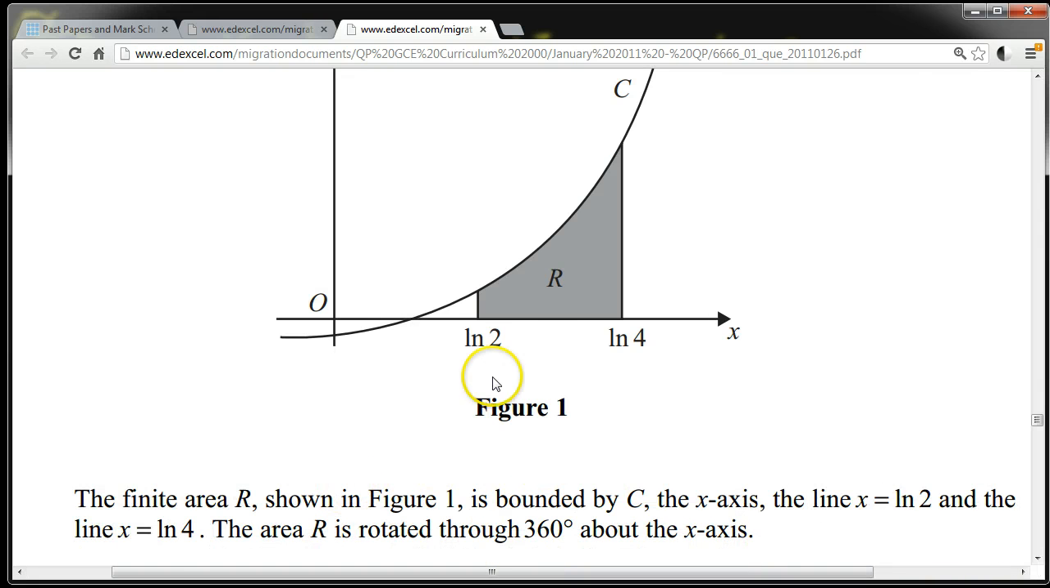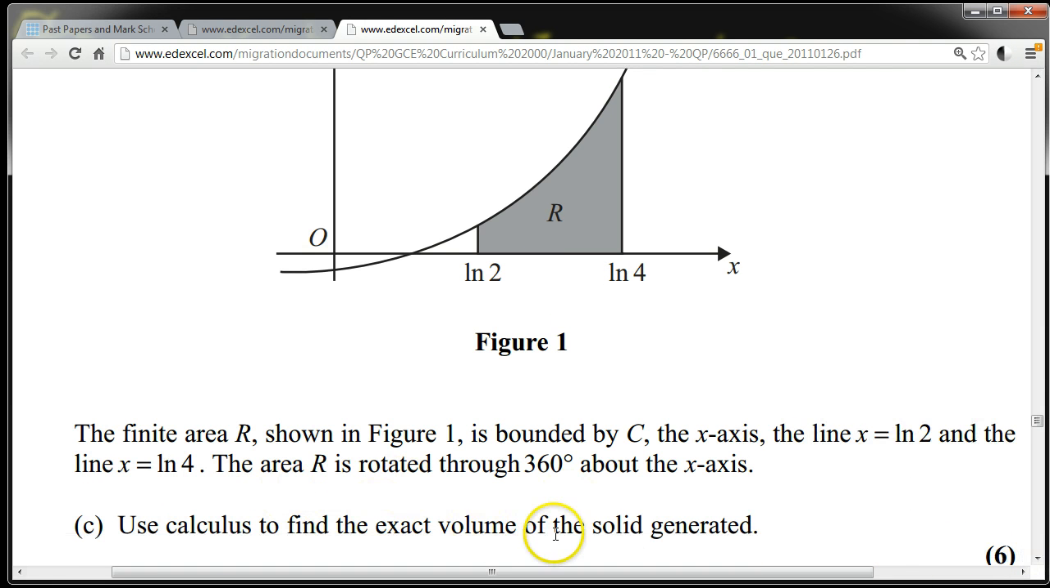The finite area R shown in figure 1 is bounded by C, the x-axis, the line x equals log 2, and the line x equals log 4. The area R is rotated 360 degrees about the x-axis. Use calculus to find the exact volume of the solid generated.